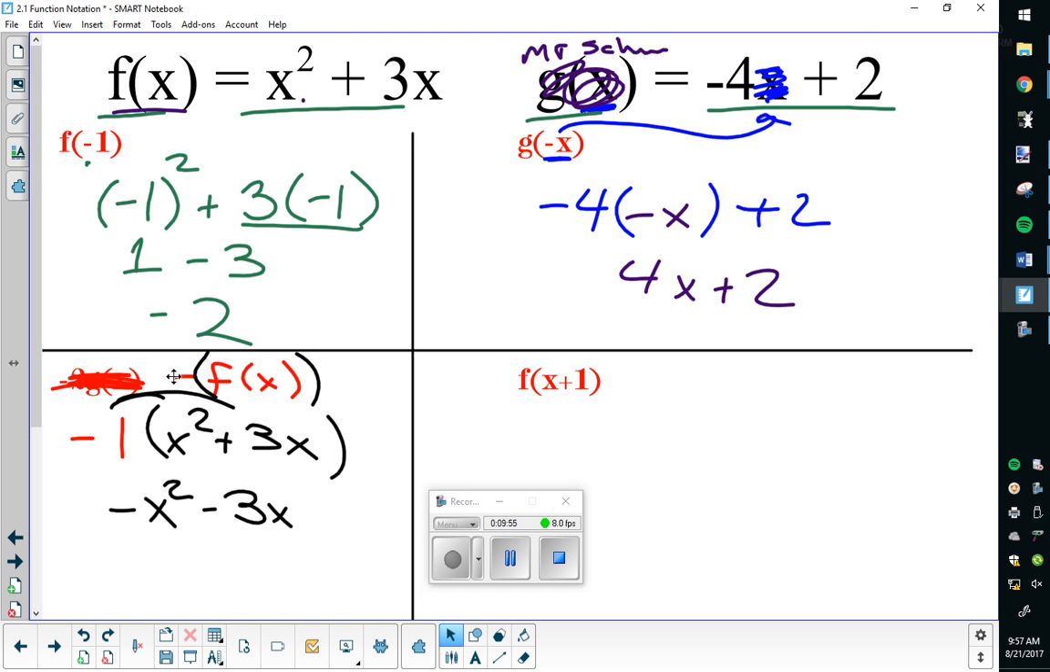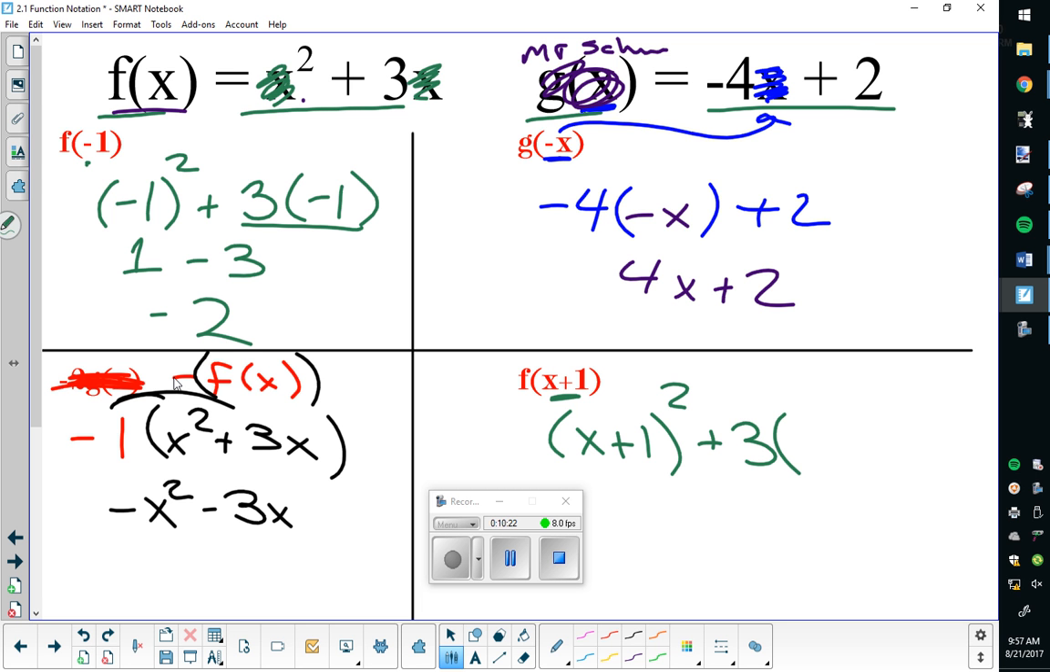Let's look at the last one. F of x plus 1. f of x plus 1, what are you doing? Plugging in x plus 1 for x. This is what's going in to this problem right here. Which one does it go in for? Which x does it go in for? Both, for that one and for that one. So my problem becomes this, x plus 1 all squared plus 3 times x plus 1. Plugging in for that whole thing.